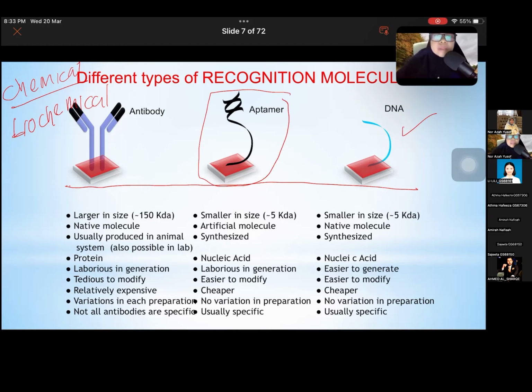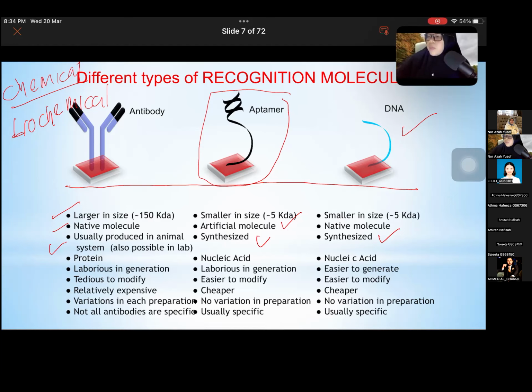So this is the comparison between these three biochemicals. You can see why we are concerned about the size. One more thing is why we are also concerned about native versus artificial. And you can see the production of antibody. Right now you can produce it chemically synthesized, but the common procedure is using rabbits, still using rabbits. You induce the production of the antibody inside the rabbits, and then you harvest the antibody. So the process is not that friendly. But for aptamer and DNA, you can chemically synthesize the DNA.